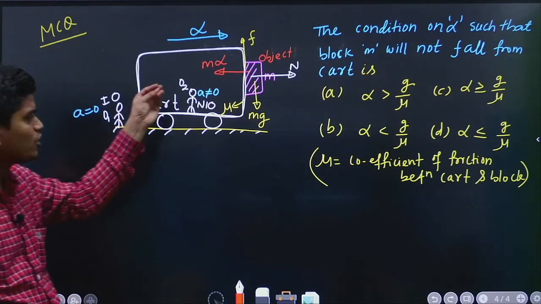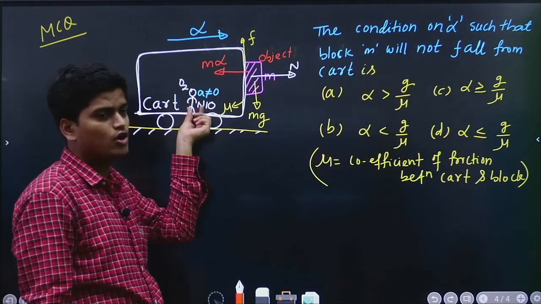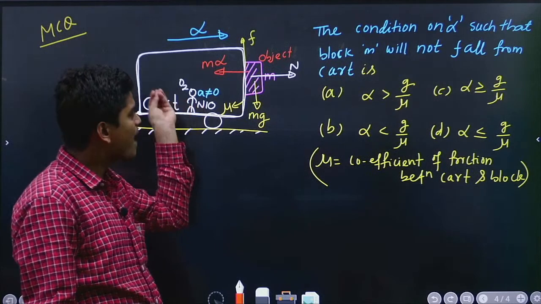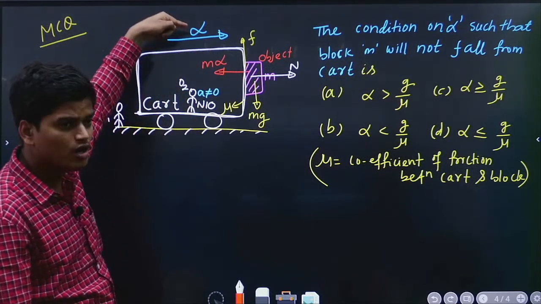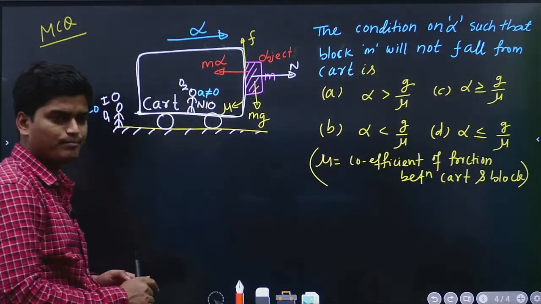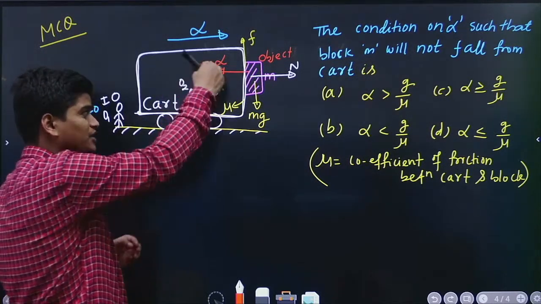So always remember, you apply pseudo force when you are observing from a non-inertial frame. And when applying pseudo force, its direction should be opposite to the direction of acceleration of the non-inertial frame or observer. And what is the magnitude of the pseudo force?